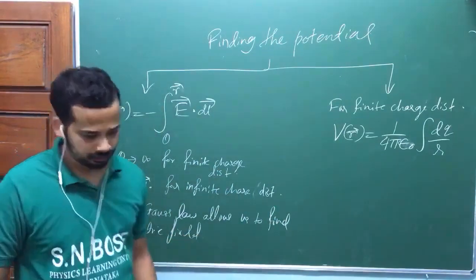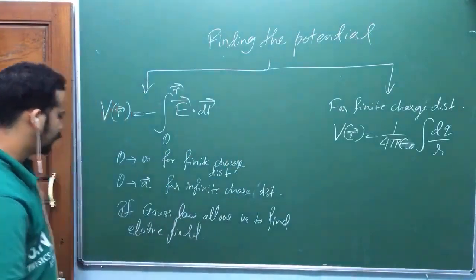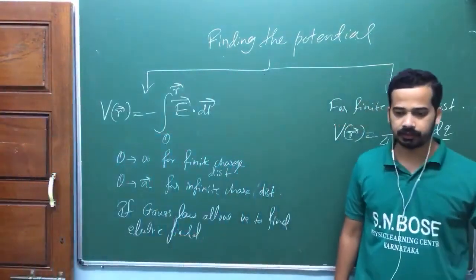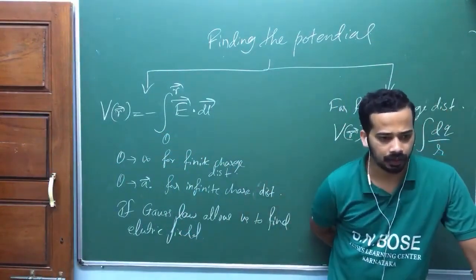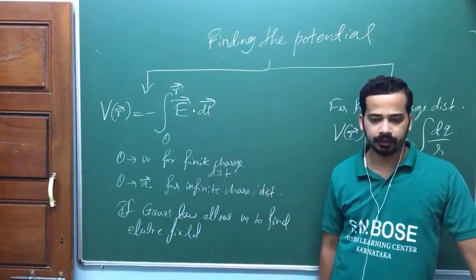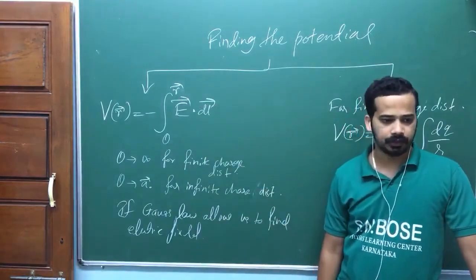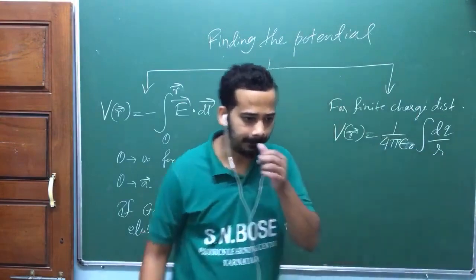Gauss law allows us to find the electric field quickly if there is symmetry: planar symmetry, cylindrical symmetry, or spherical symmetry. Then it is better to line integrate that electric field from infinity to that R, if it is a finite charge, or from some reference point to that R, and quickly find the potential. Is that okay?